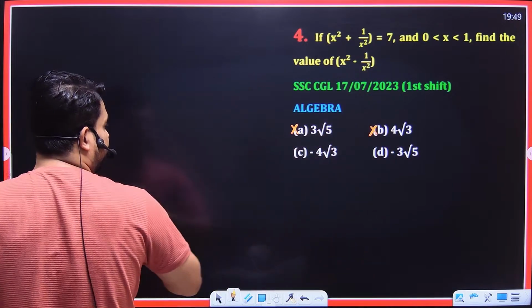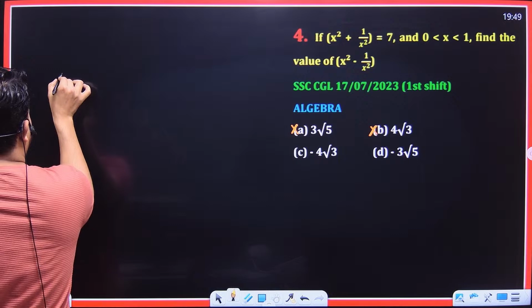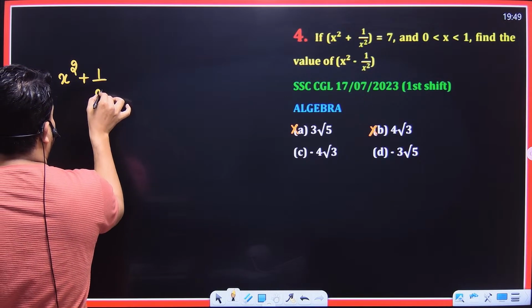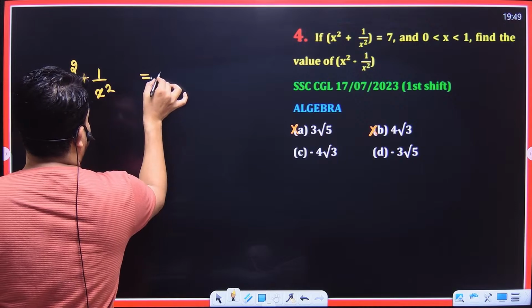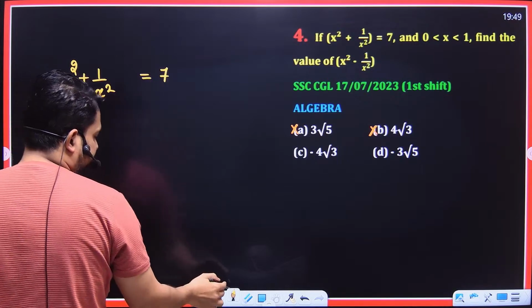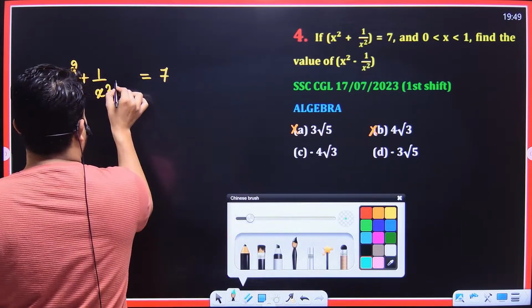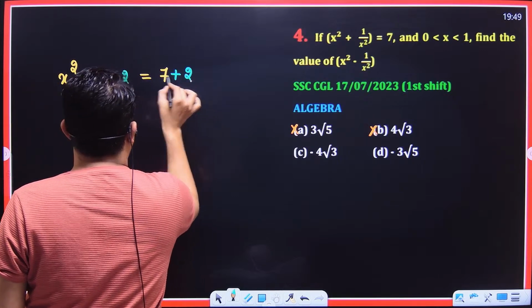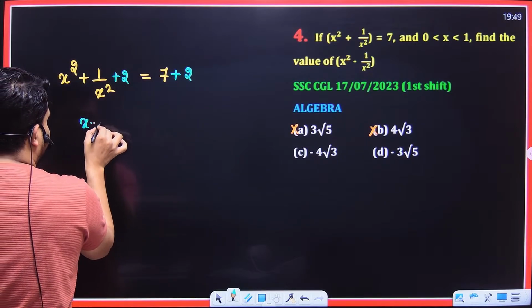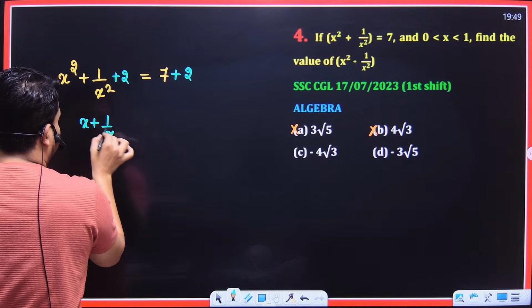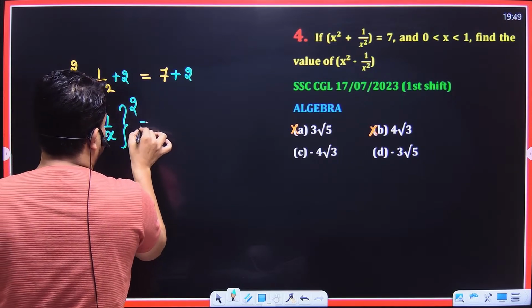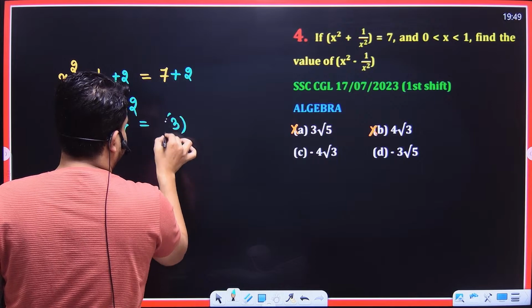Now this is a conceptual question: x square plus 1 upon x square is equal to 7. See, if I add plus 2 to both sides, plus 2 here and plus 2 here, then what I have is x plus 1 upon x whole square is equal to 3 square.